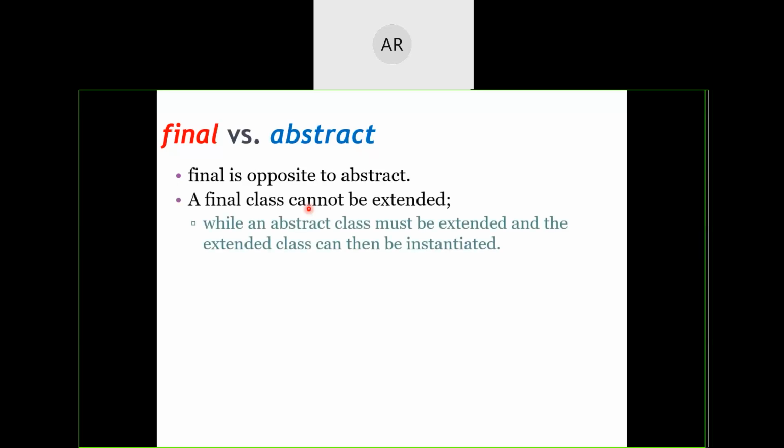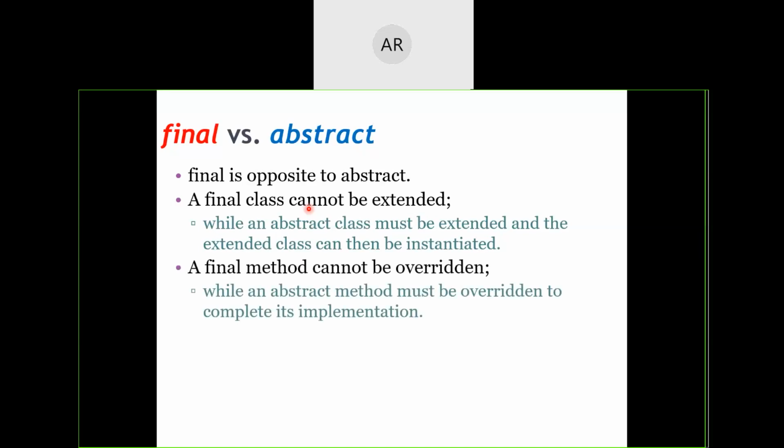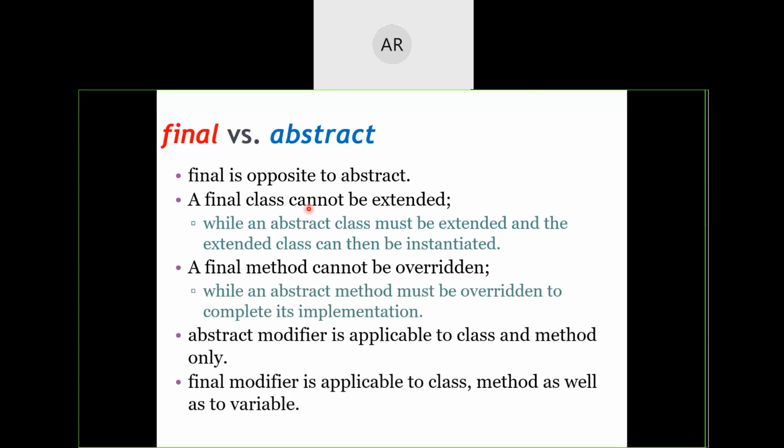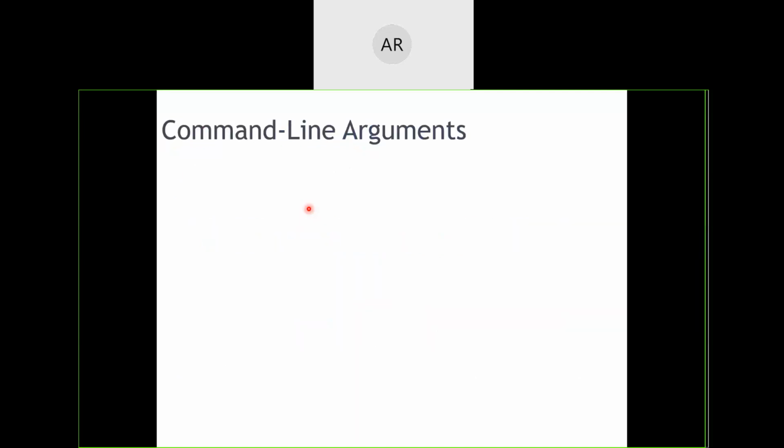That's all. So a final class cannot be extended. An abstract class can be extended. A final method cannot be overridden. An abstract method should be overridden. The abstract modifier is applicable to class and method. The final modifier is applicable to class, method, as well as variable. So those were the quick three differences between abstract and final.